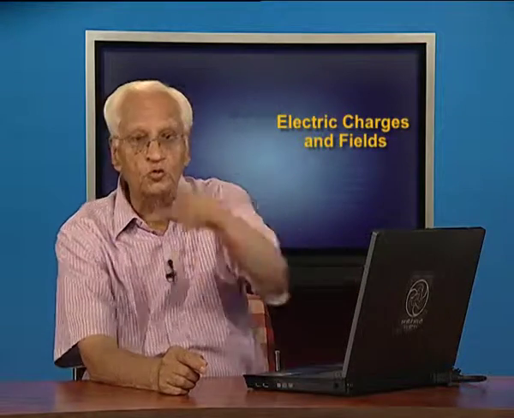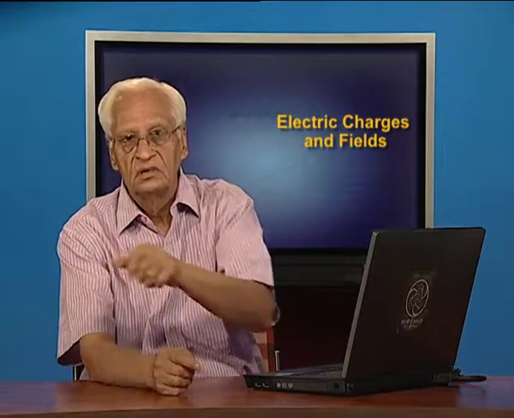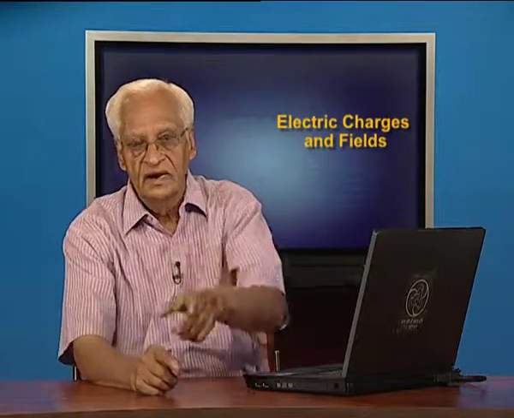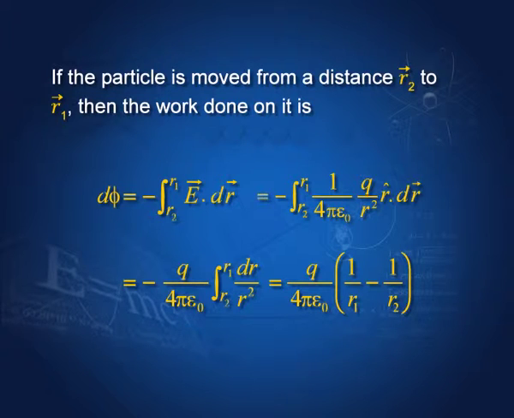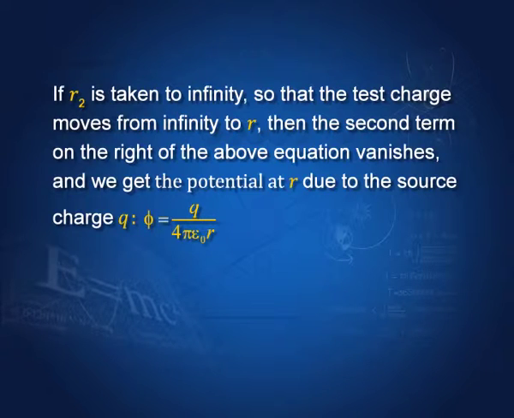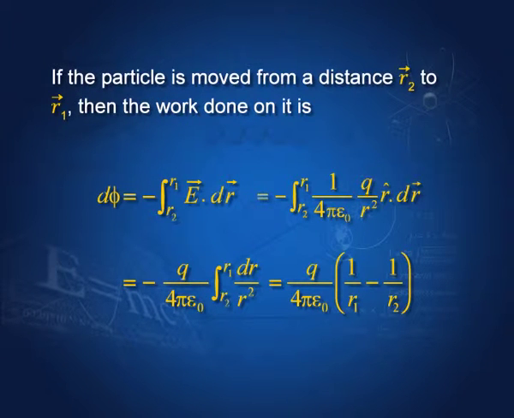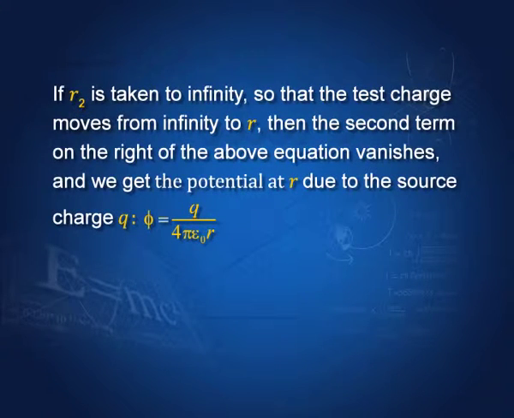If we take r 2 to infinity, you remember that at infinity the potential is 0. Potential goes as q by r, and at infinity the potential is 0, so 1 by r 2 goes to 0, and we get the potential at a point r from the charge q, and that potential is q by 4 pi epsilon 0 times r. You see, this term has vanished. R 1 I have redesignated as r. So, the potential becomes q by 4 pi epsilon 0 times r.